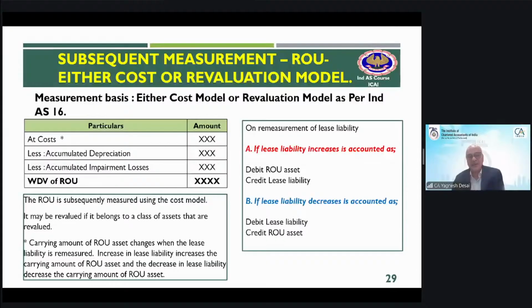Let us take an example where lease liability is decreased by, say, 2 lakhs. At that point of time, the carrying value of the ROU asset was only 1,50,000. So the entry would be as under. You write down, please. Debit lease liability 2 lakhs, credit ROU asset 1,50,000, credit profit and loss account 50,000. Correct, sir? All right, sir.